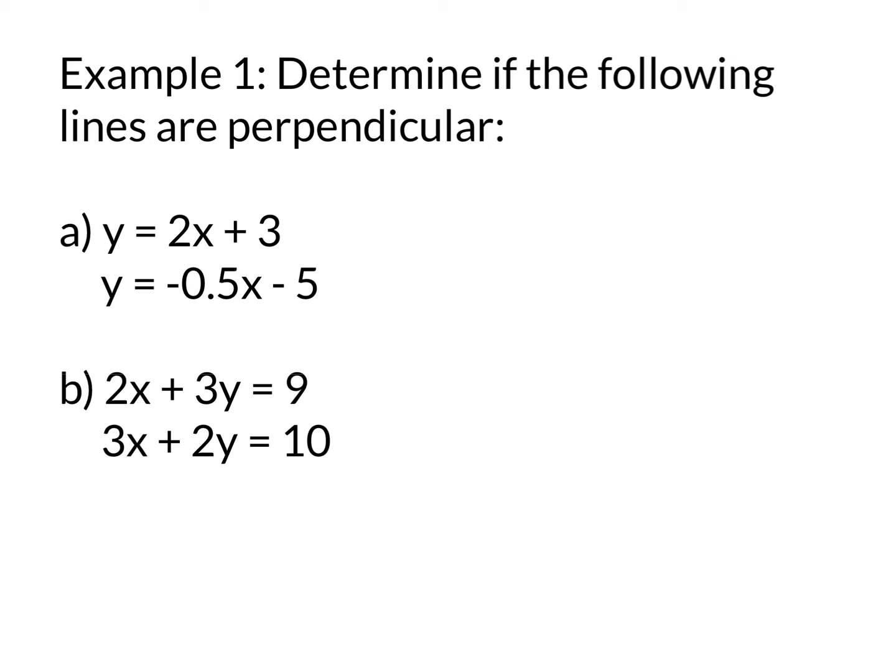So we're going to determine if the following lines are perpendicular. So the first one, y equals 2x plus 3 and y equals minus a half x minus 5. And the second one, 2x plus 3y equals 9 and 3x plus 2y equals 10.